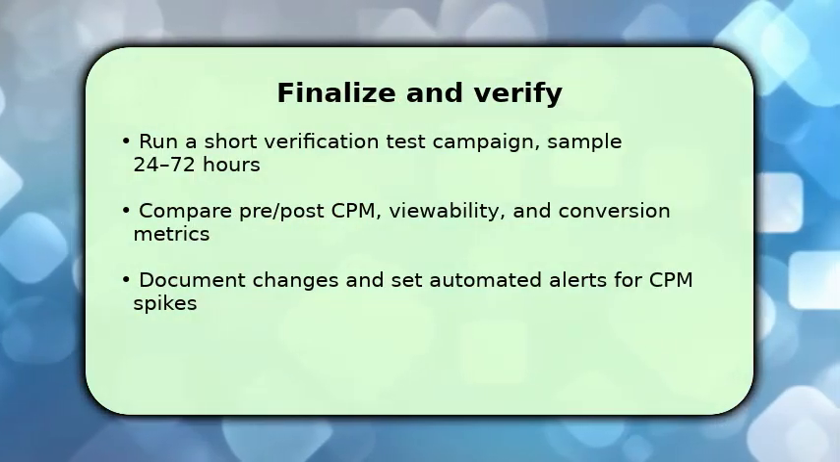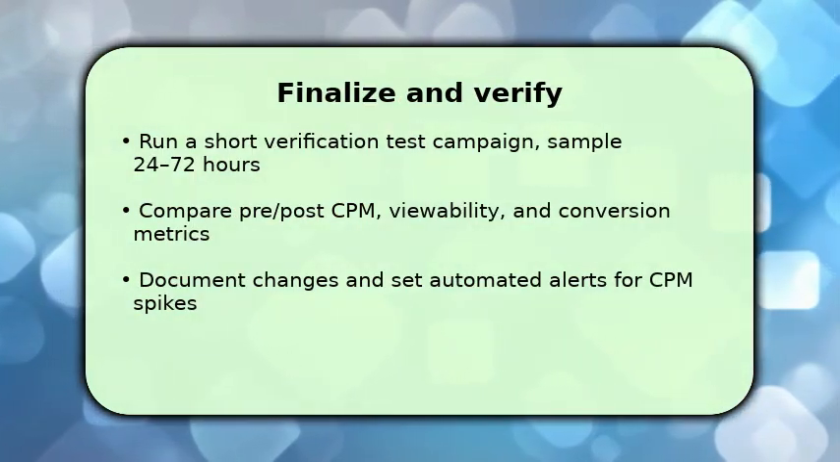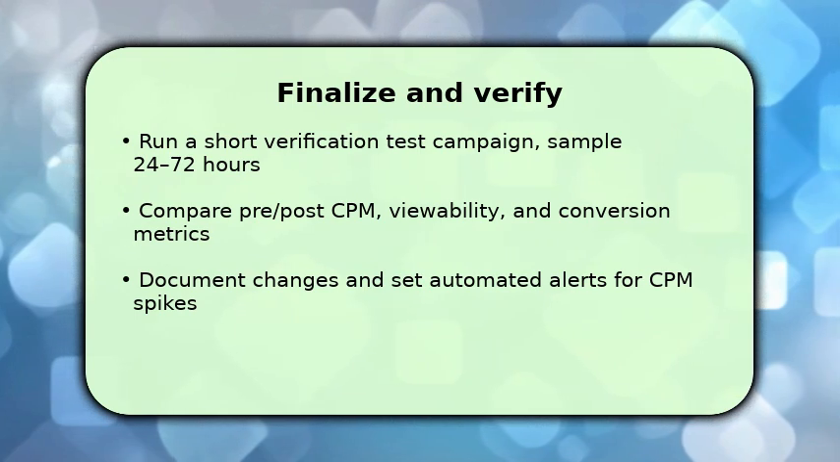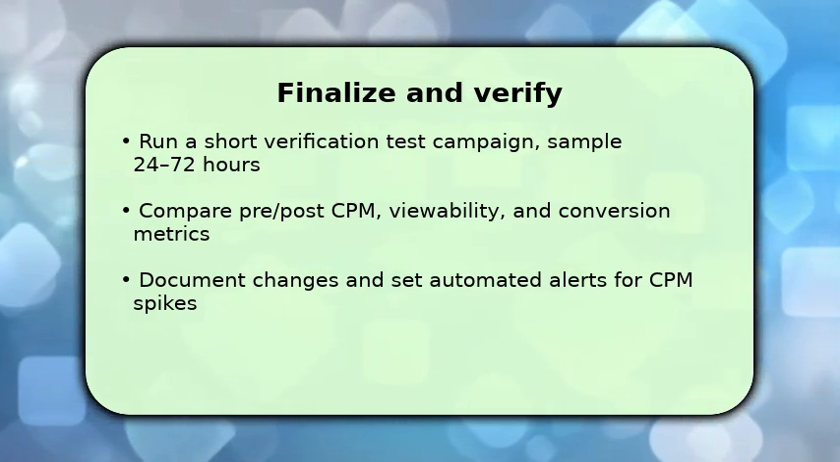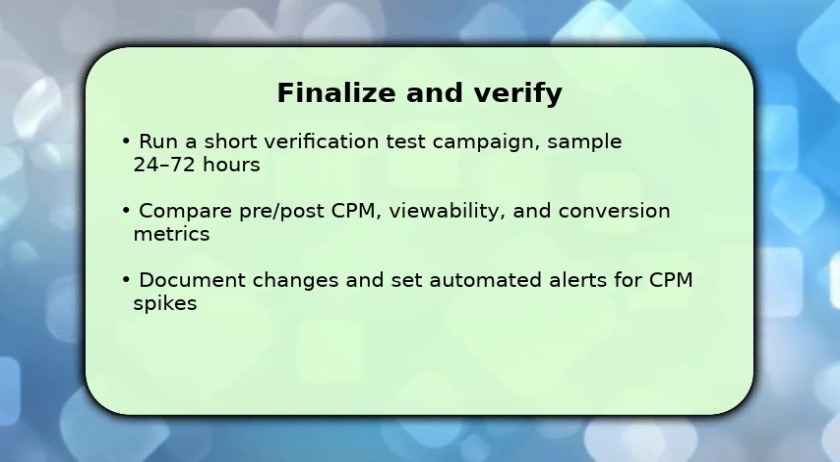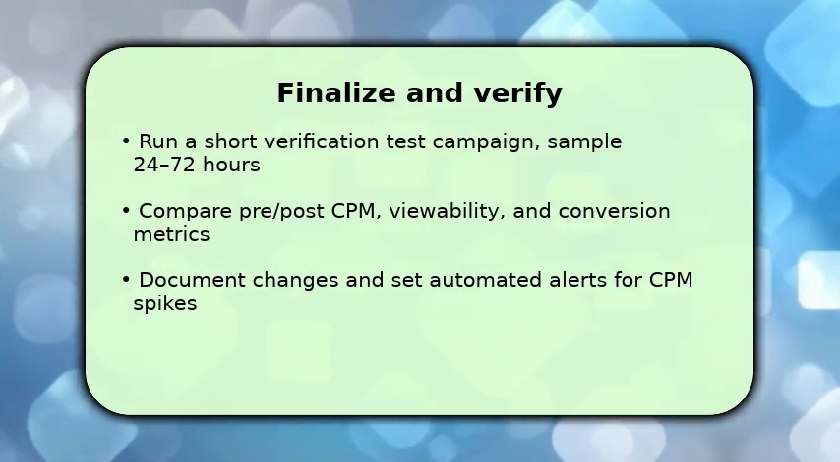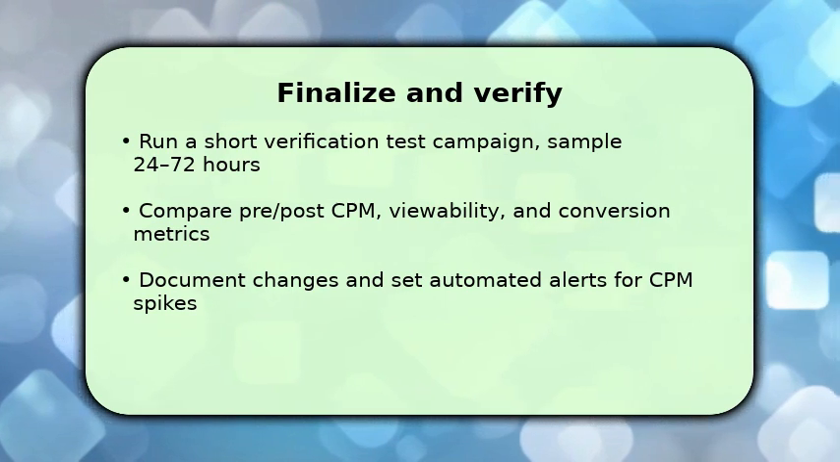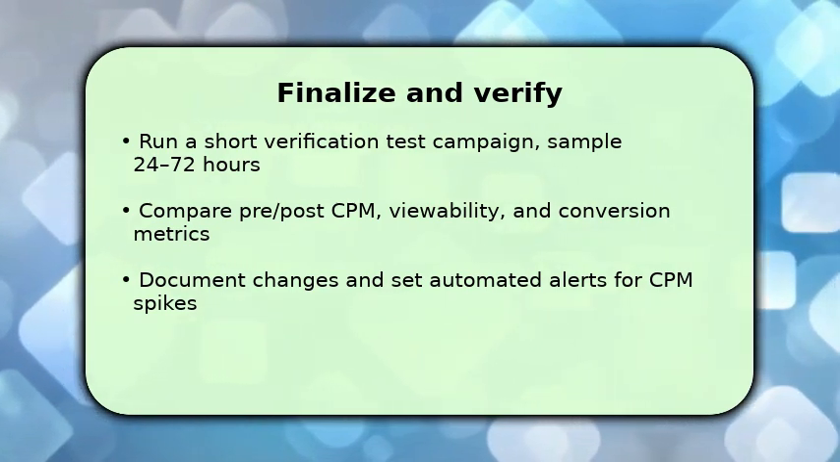Now run a verification test for 24 to 72 hours with the updated settings so you can observe real-world impact and catch regressions quickly. Compare pre- and post metrics, CPM, viewability, and conversions to confirm the bumper CPM drop and no unintended harm to performance.